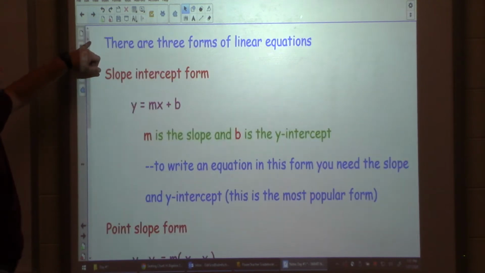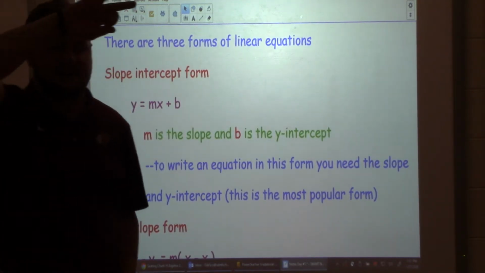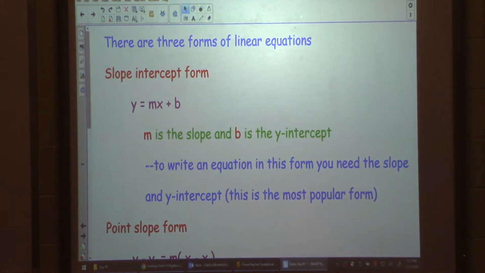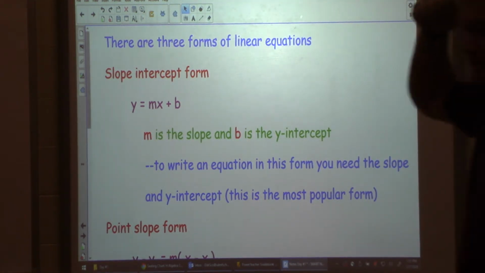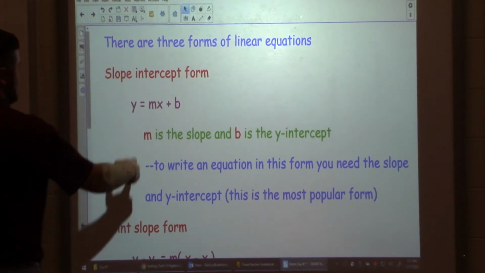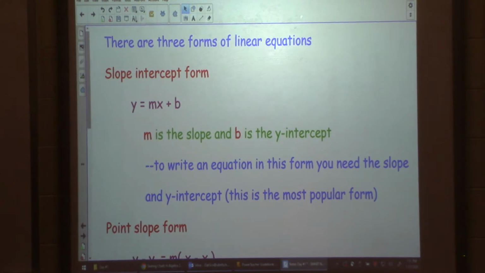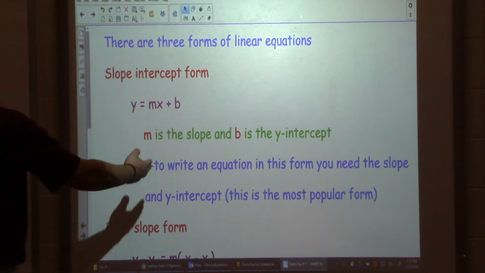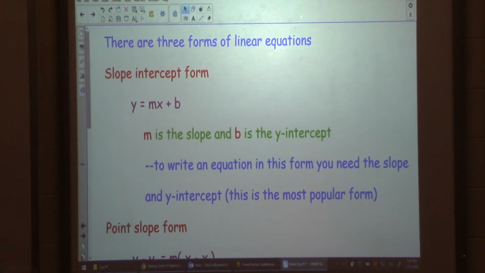All right, so first things first, we're talking about the 3 types of equations we have. We're going to use the first 2 a lot, the last one we won't use very often. First one, slope-intercept form. It's the one you've done probably about 1,000,000 times in your lifetime, and you're going to do 1,000,000 more times in your high school career. Y equals mx plus b. M is the slope, b is the y-intercept. To write an equation in this form, you need both the slope and the y-intercept. This is the most popular form, the one you've seen the most and are probably most comfortable working with, and that's perfectly okay.